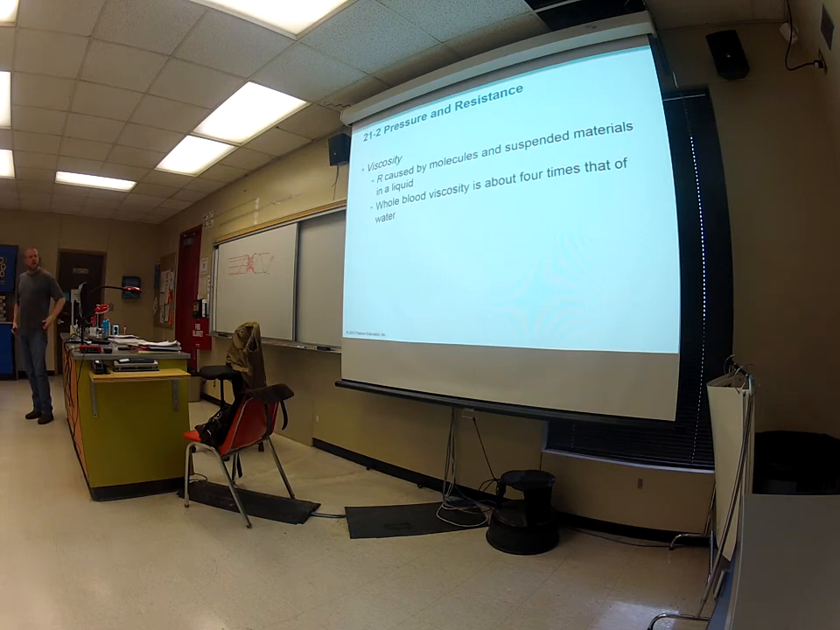Viscosity is caused by molecules and suspended materials in a liquid, which would be blood, RBCs. Whole blood viscosity is about 4 times that of water. So think about this: 4 times more viscous than this. If we had blood flowing out of here, it'd be considerably slower. Probably be glumping as it fell, but it'd still be flowing out of here. You go to high altitudes, you increase that because you've got more red blood cells.